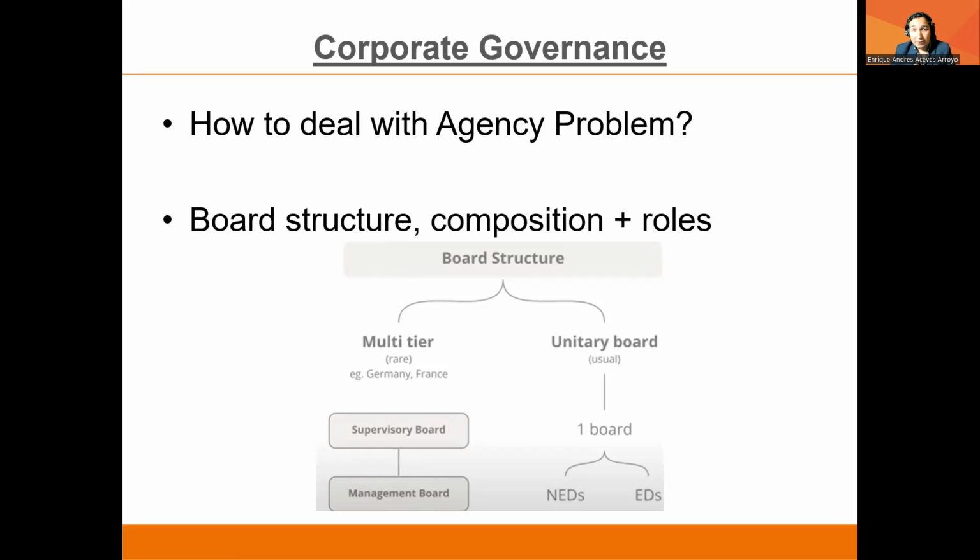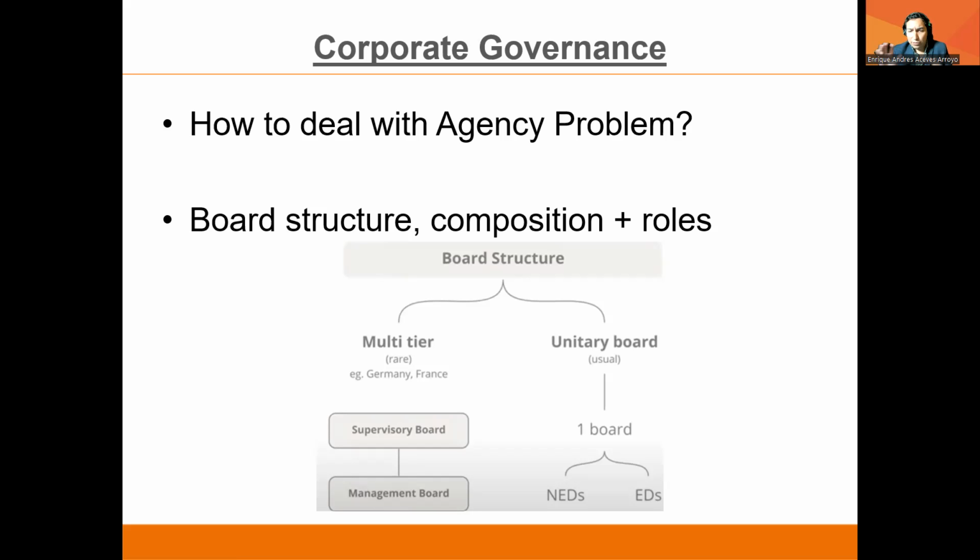Corporate governance mitigates a lot of risks, and one of the most important ones is the agency problem. So how would you start to mitigate the agency problem? Well, you will set up a board structure. The main objective of this board structure is to make your operative or management board compliant to your objectives.